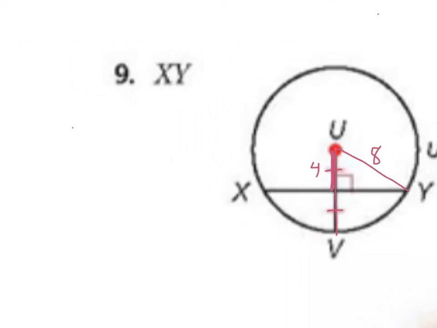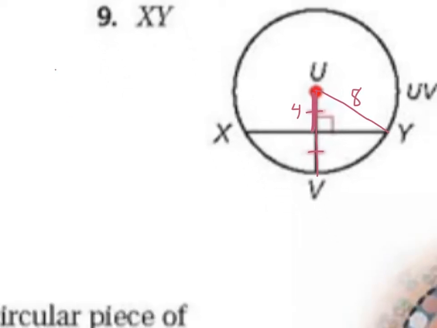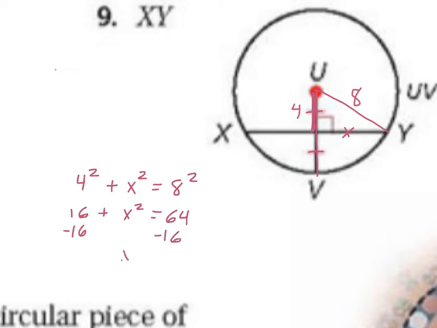So we have 4 squared plus, we're going to call this part x, so x squared is equal to 8 squared. So 16 plus x squared is equal to 64. We're going to subtract 16 on both sides. So you get x squared is equal to 64 minus 16, which is 48. And then we take the square root of both sides, and the square root of 48 is 6.9.